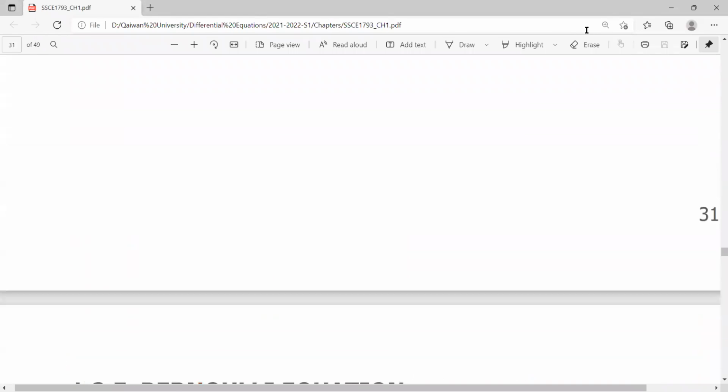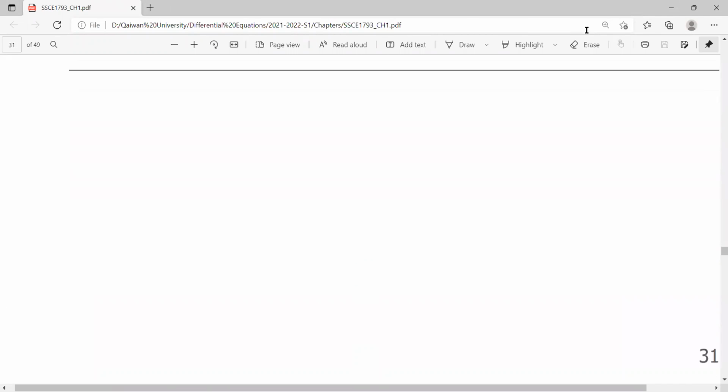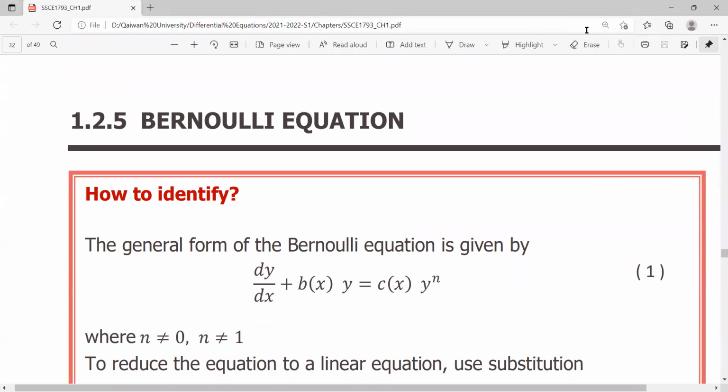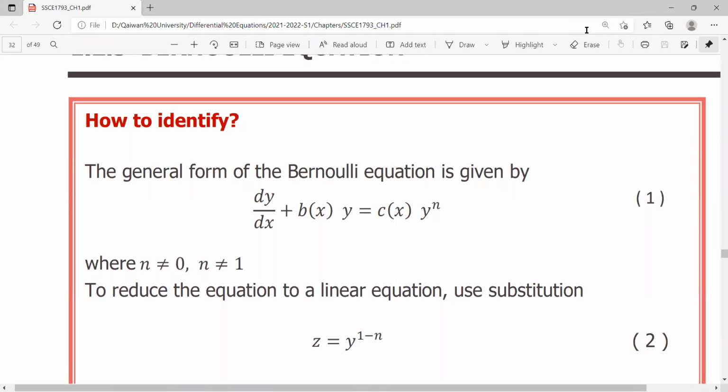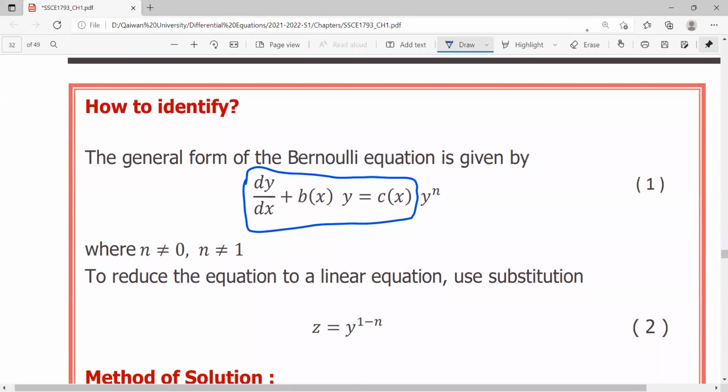In the previous lecture, we talked about exact differential equations and also linear differential equations. We now have the Bernoulli equation. For the Bernoulli equation, up to here, this part of the equation is the same as the linear differential equation. But here we have q of x, which is multiplied.